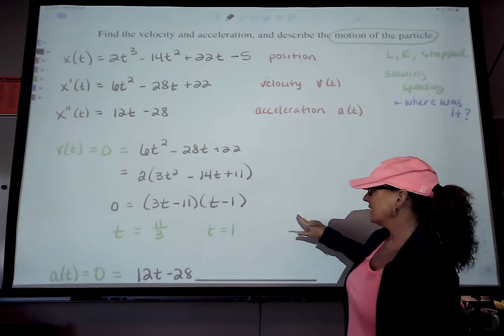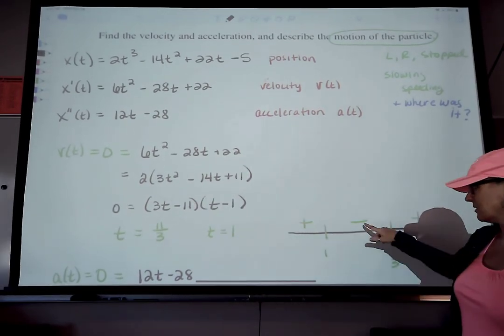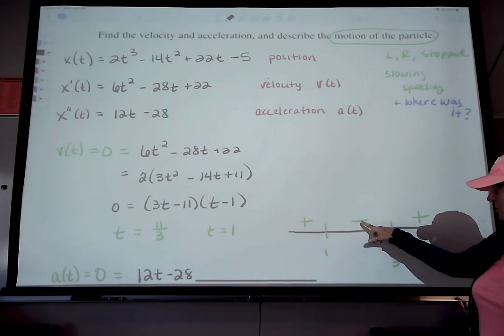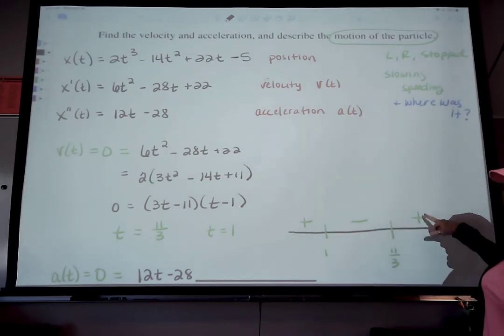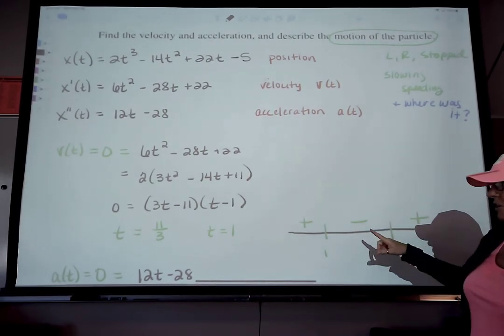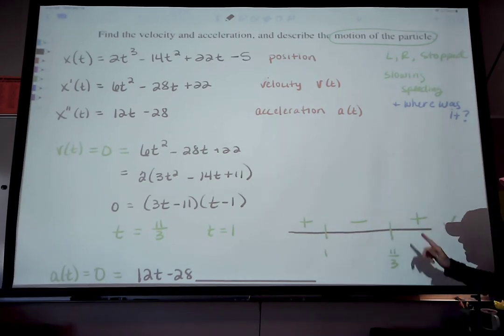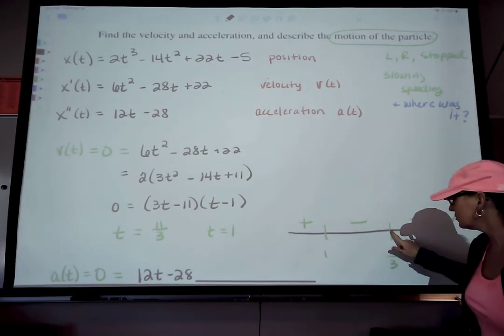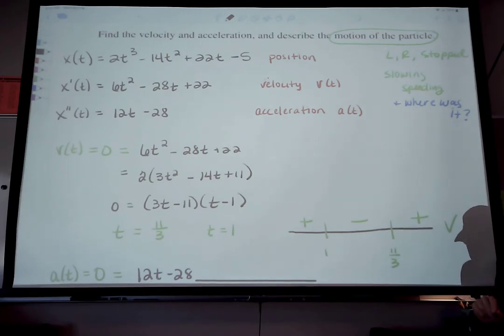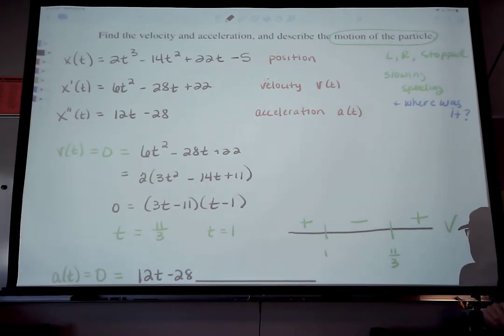I subbed in 0, positive. I subbed in, I don't know, maybe 2, and I subbed in like 10-ish or something. So here we go: right, left, right. Stopped, stopped. Easy. Acceleration.